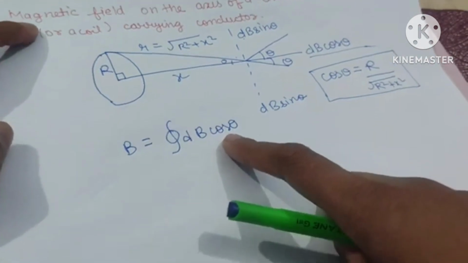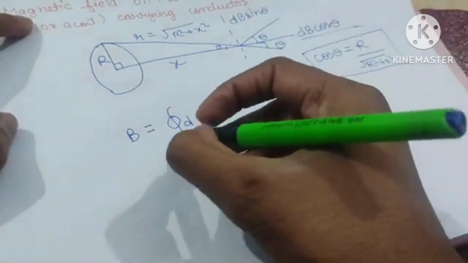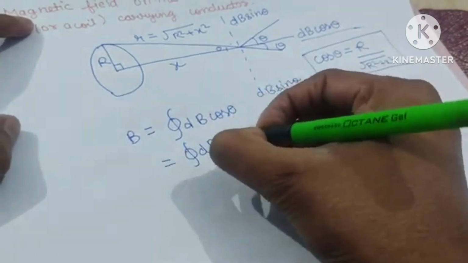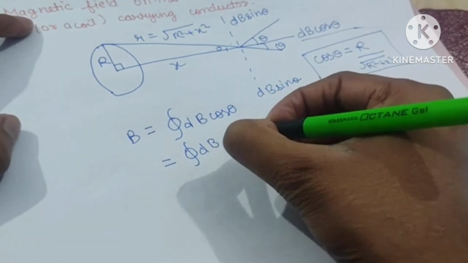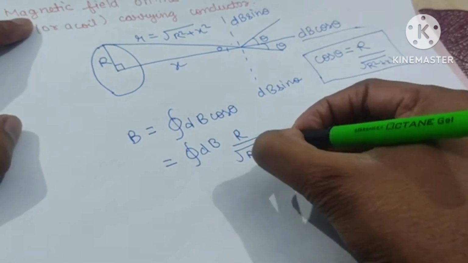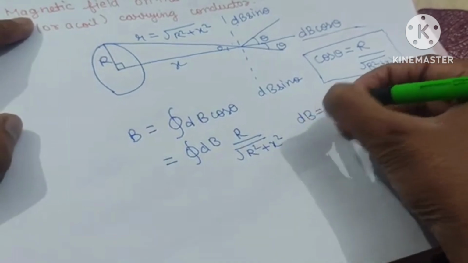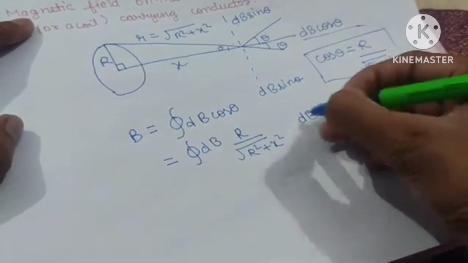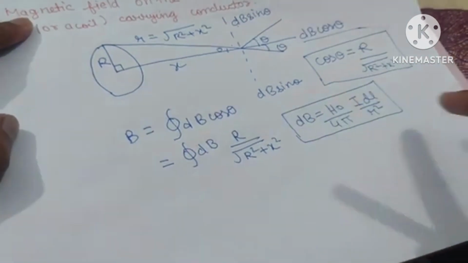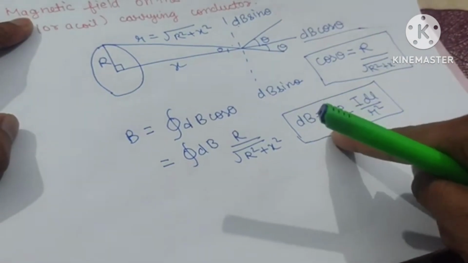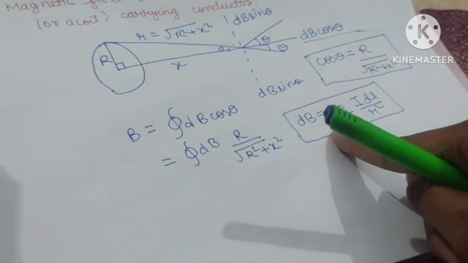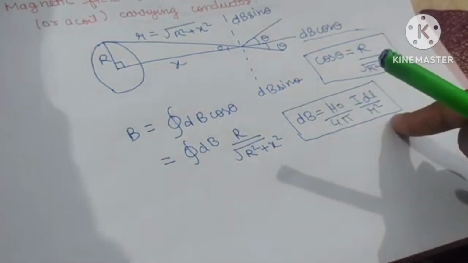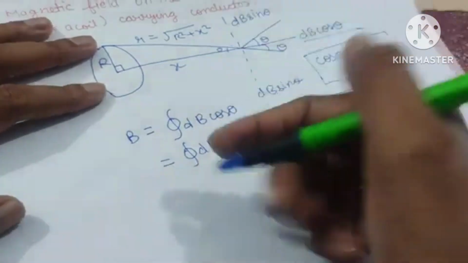Now we know the cos theta value is R by the square root of R square plus x square, and dB is equal to mu naught by 4 pi, I dl by r square. It is from the Biot-Savart law.